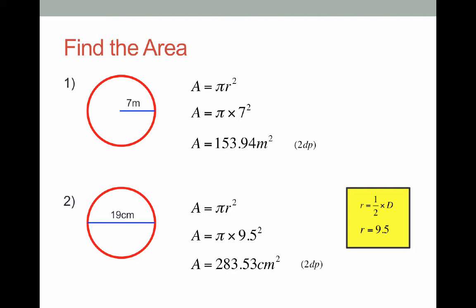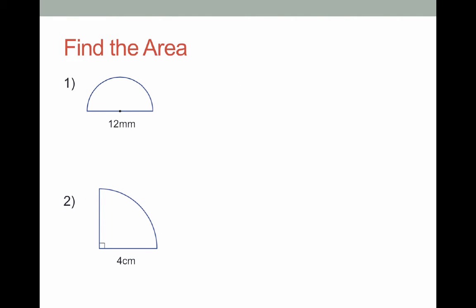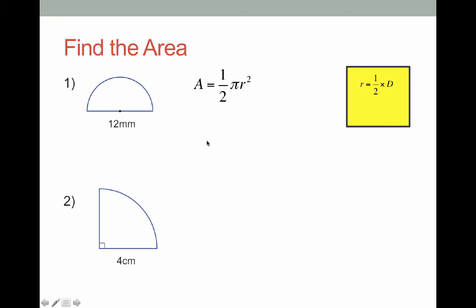Now let's talk about parts of circles. Let's talk about semicircles and quadrants, which are quarters of a circle. It's a very similar kind of process. So we have a semicircle with a diameter of 12 millimeters. My formula for the area of a semicircle is not going to be pi r squared, it's going to be a half pi r squared because I'm finding the area of only half the circle. Now you do remember that the formula uses r for radius, and we're given a diameter. So the diameter is twice the radius, or the radius is half the diameter. So our radius in this circle is going to be 6 millimeters.